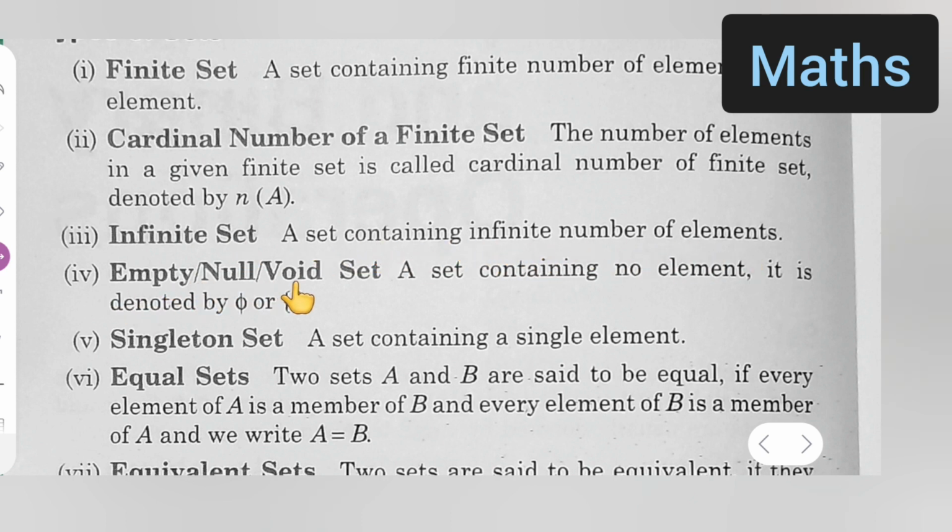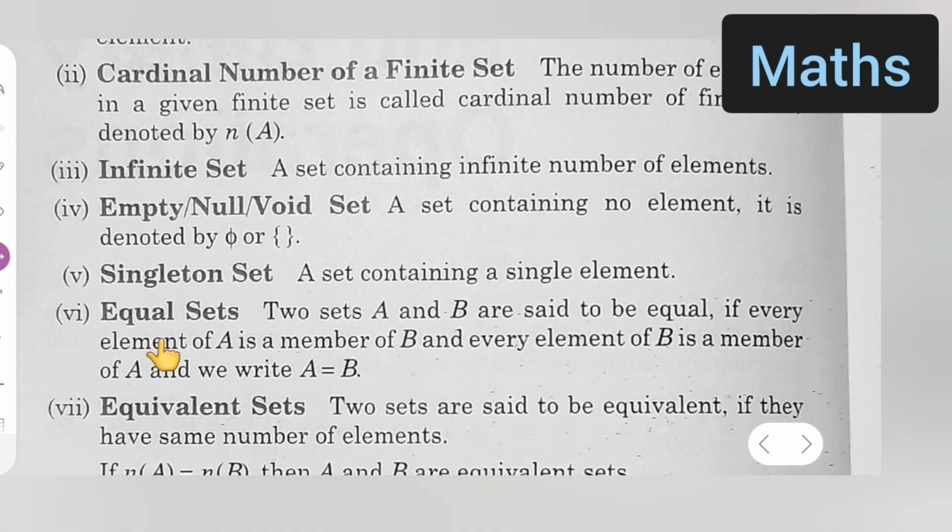Fourth is empty or null or void set. A set containing no element is denoted by phi or this, okay, braces. Next is the singleton set. A set containing a single element is called singleton set.